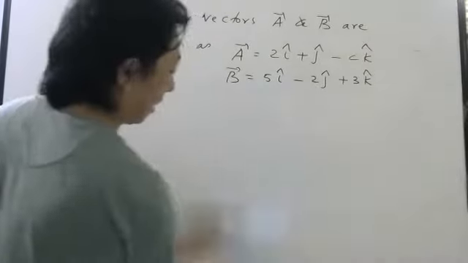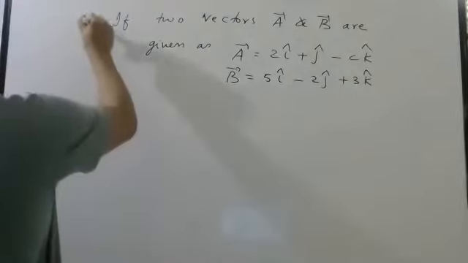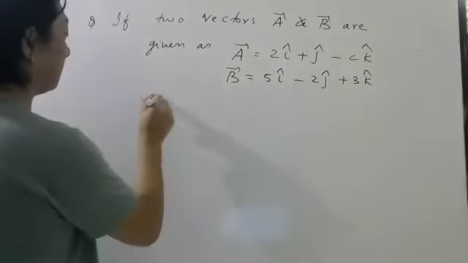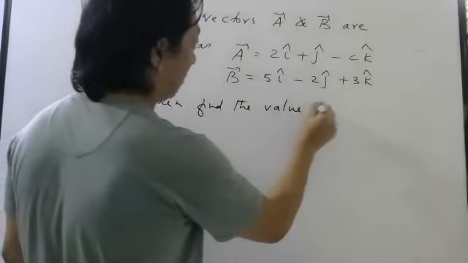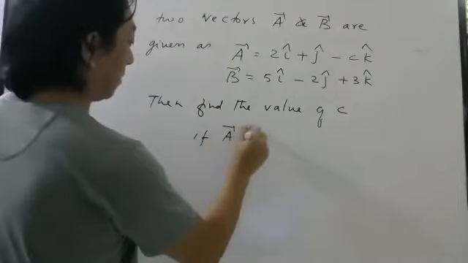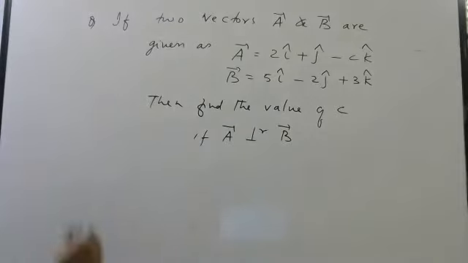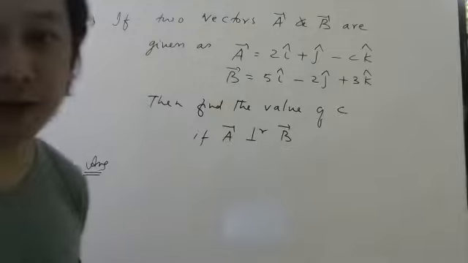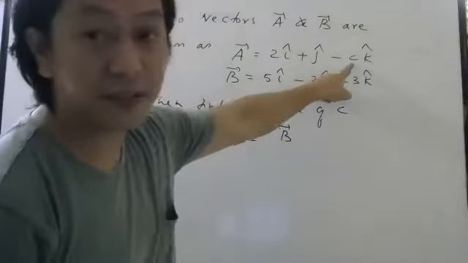C is unknown. So if two vectors A bar and B bar are given in this form, then find the value of C if A bar is perpendicular to B bar. Try this also once. If A bar is perpendicular to B bar, what should be the value of C?